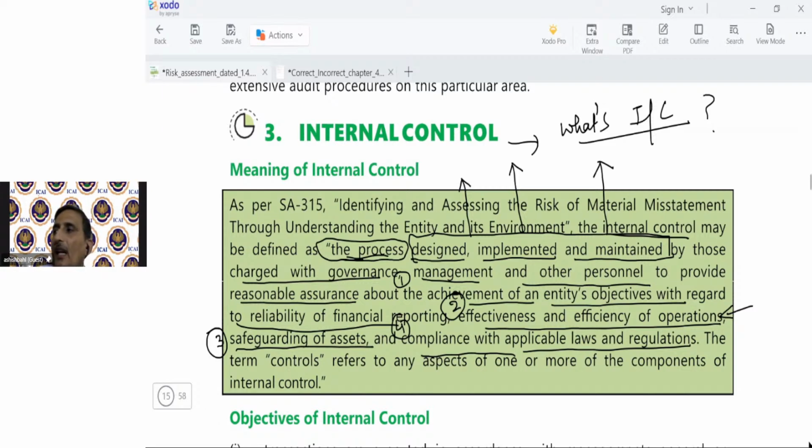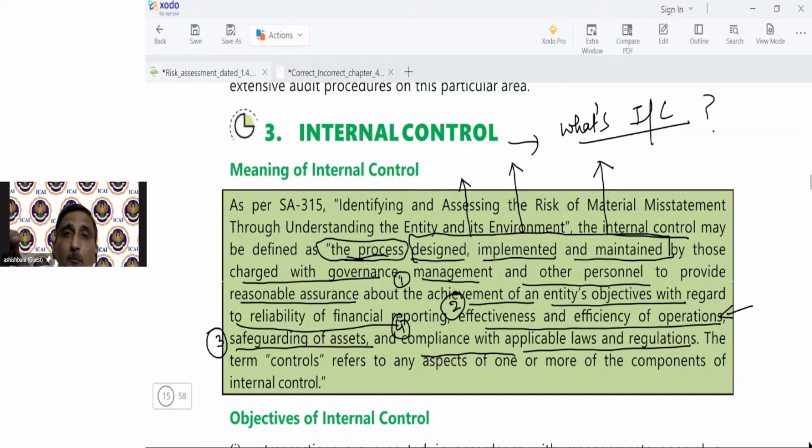So internal control, guys, relates to 4 points. First point, what was the first point? It ensures reliability of financial reporting. Okay, and the second point, what was the second point? It ensures effectiveness and efficiency of operations.